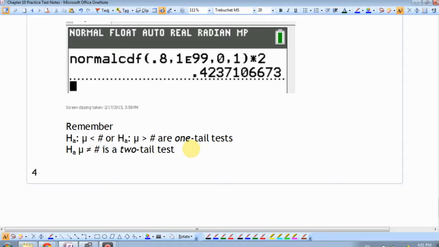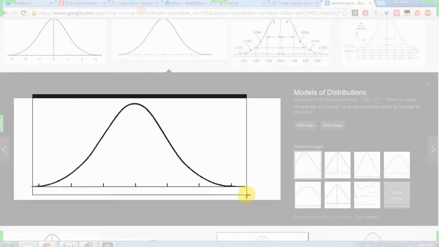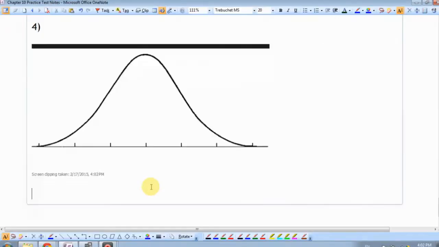All right, let's go to 4. What critical value T star satisfies the condition that the T distribution with 8 degrees of freedom has a probability of 0.1 to the right? So what are we saying? We're saying the area to the right is 0.1.